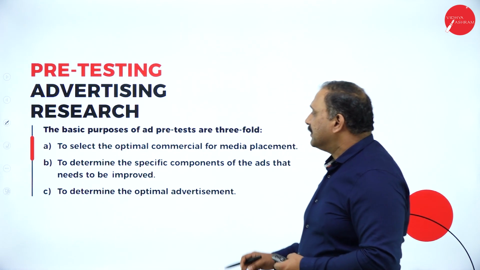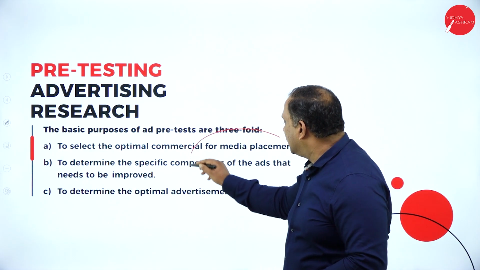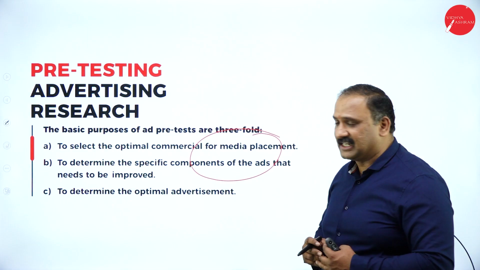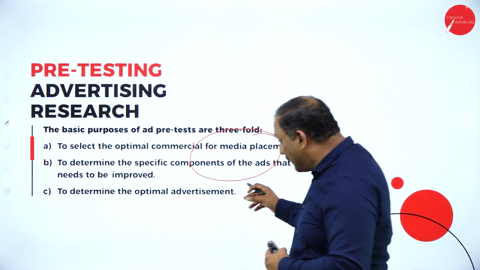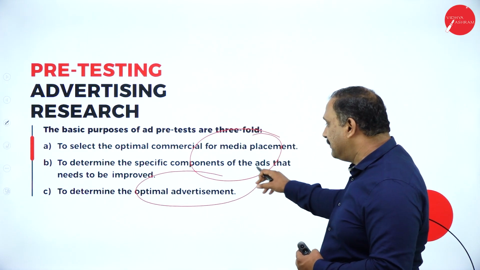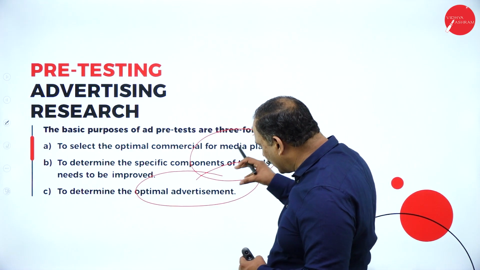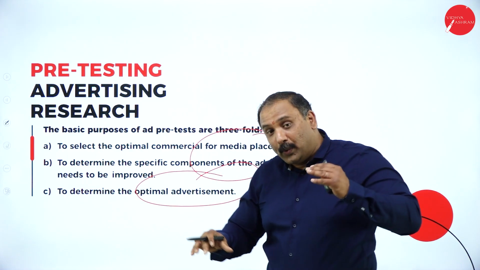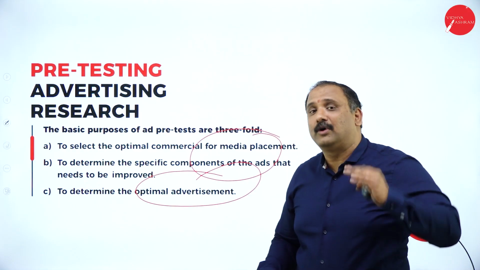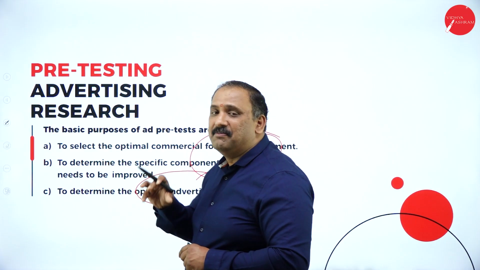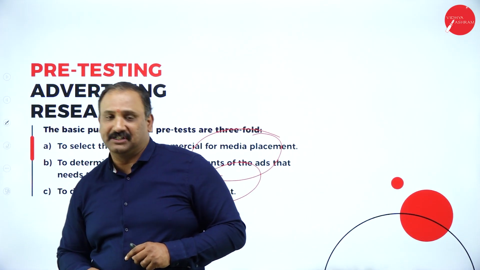Now, the pre-testing is to select the optimal commercial for media placement, to look at the specific components of ads that need to be examined, to determine the optimal advertisement. Whenever I use this word optimal advertisement, I am trying to look for certain features which are very, very important for me. Why? Because the word optimal advertisement makes a whole lot of difference here.